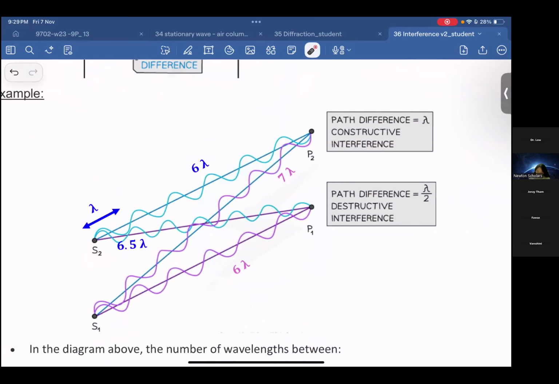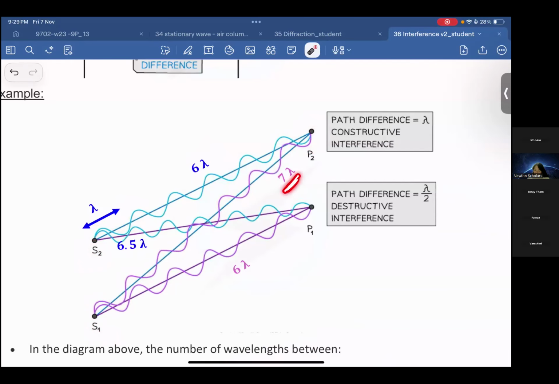So you look at this S2. S2 is the source that is producing the blue color wave. If we count properly, from S2 until P2, I am able to count 6 complete wavelengths. P2 is actually where the S2 wave and S1 wave meet each other, which means this blue color and purple color meet up. I want to know when they meet up whether they are producing constructive or destructive. So you count the purple color here: 1, 2, 3, 4, 5, 6, 7.